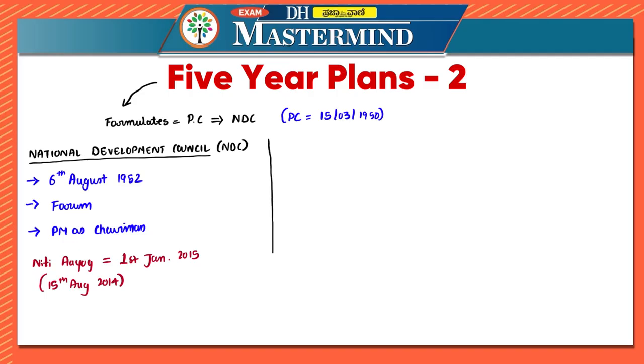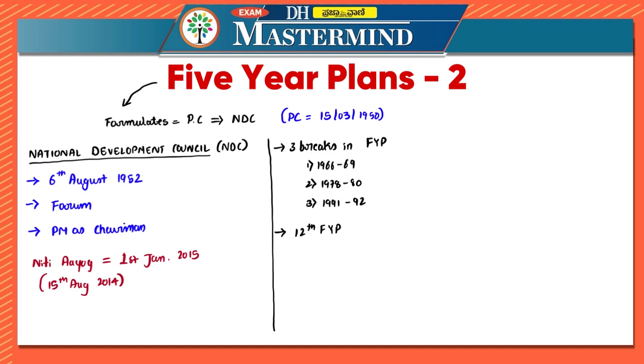Now with respect to 5-year plans, there were 3 breaks in 5-year plans. The first break was in 1966 to 69. Second one was 1978 to 80. Third one was 1991-92. Next point is, which was the last 5-year plan? The last 5-year plan was the 12th 5-year plan.